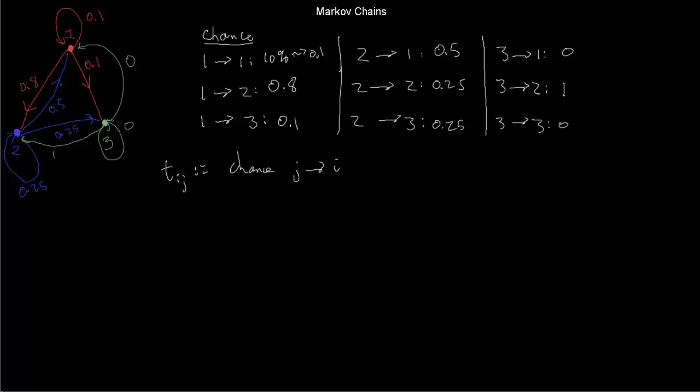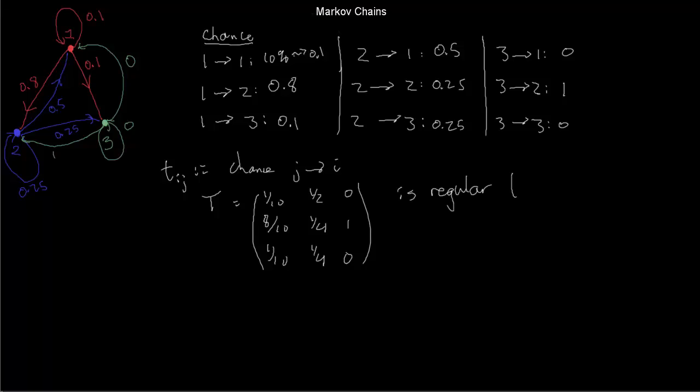So Tij, the entry of the transition matrix that I plan to build, is the probability of moving from node j to node i. So the first column is just going to be this first column that we have, and I'm going to write them as fractions to make my calculations easier. So just put 1/10, 8/10, 1/10 in the first column, 1/2, 1/4, 1/4 in the second column, and 0 and 0 in the third. Notice that all the columns add up to 1, and they're all numbers between 0 and 1. So you can check pretty easily that this matrix is regular. In fact, if you just square the matrix, you'll find that it has no 0 entries. They're all positive.